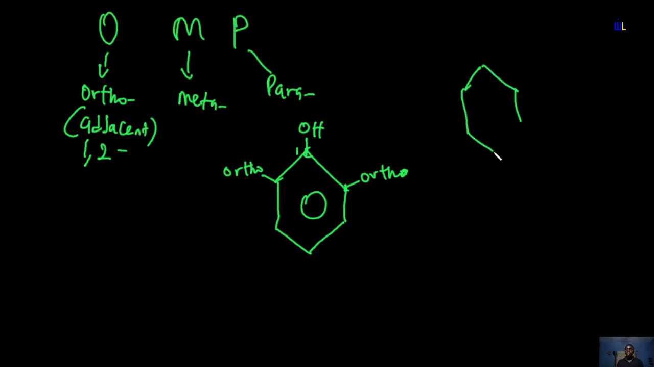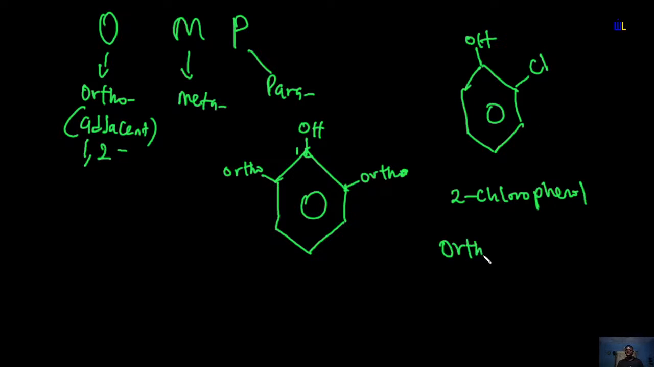Imagine, for instance, I have this particular compound, phenol, and I have chlorine attached to it. The name of this compound is going to be 2-chlorophenol. But if I want to use the common naming system, I'm going to refer to this as orthochlorophenol, basically. So do I have any questions?